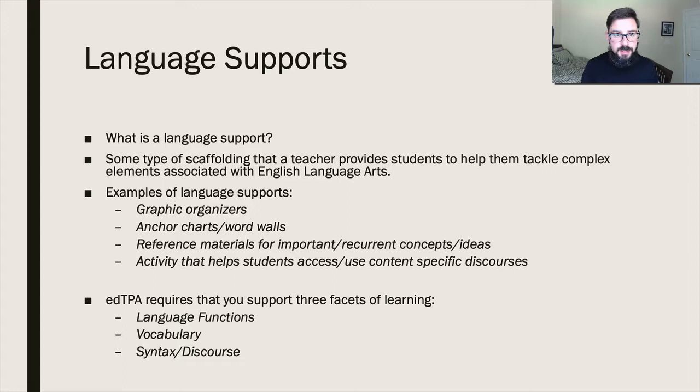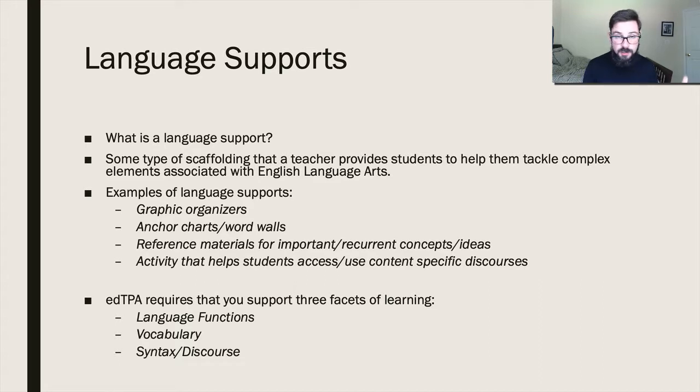Other things that might be useful are anchor charts. Those are usually giant pieces of paper that you see posted on the wall, and they might have big ideas for a unit like if you're studying dystopian literature, what makes dystopian literature dystopian? So what are some features of those texts? You might also see things like word walls, and those are important vocabulary terms that are posted up maybe on a bulletin board somewhere so that students can quickly reference them.